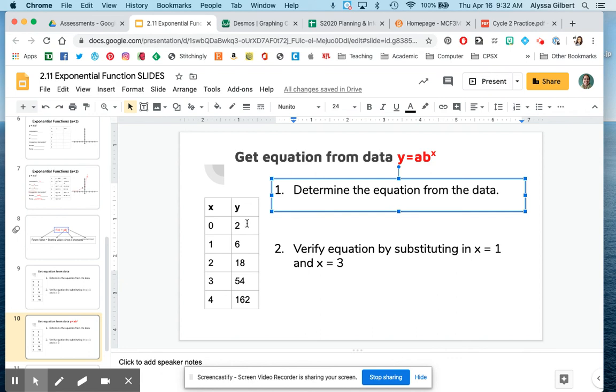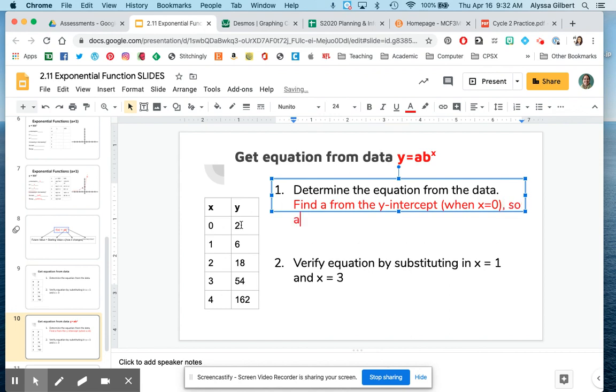So when we determine the equation from the data, remember A was where the line intersected the y-axis, and that happens when x is 0. So when we find A from the y-intercept, that's when x equals 0. So in that case, because our y-intercept is 2, our A must also be 2. So A equals 2.